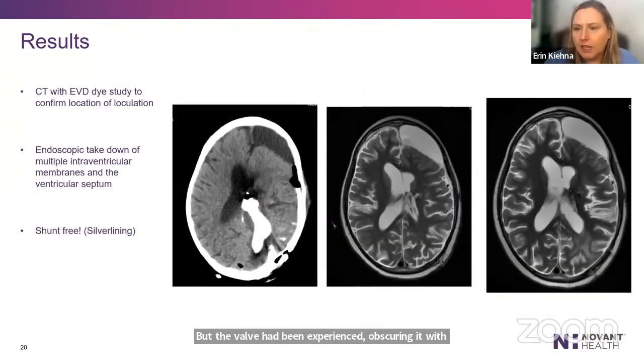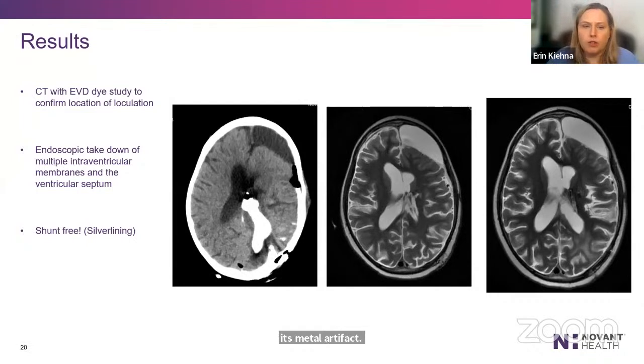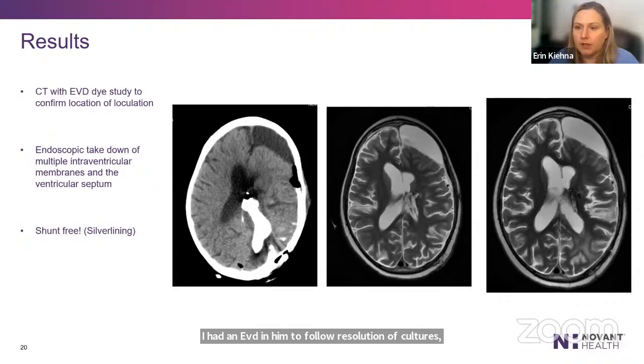I had an EVD in him to follow resolution of cultures. And so I actually used that at the end of the treatment course with oxacillin to do a dye study, so injected contrast dye in it to figure out where my loculations were. And then endoscopically, the middle MRI is before and the far right MRI is after, fenestrated through a couple loculated membranes. So I would say the silver lining of all of this is that he's actually shunt free now, and has remained so for actually a year now.